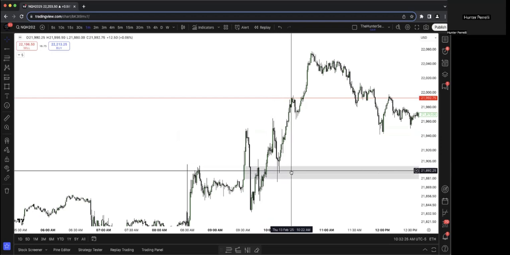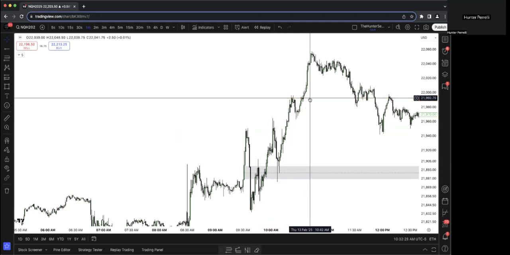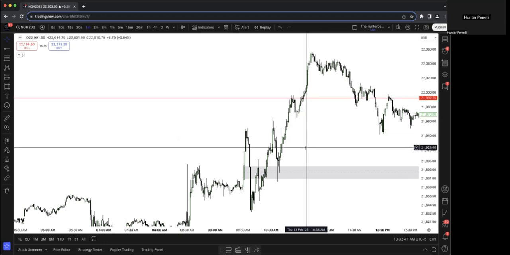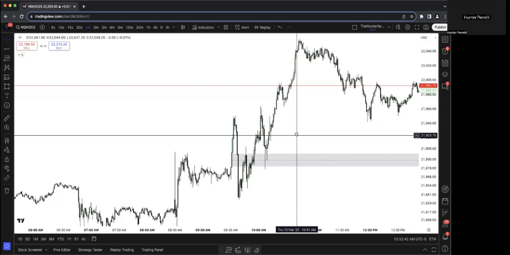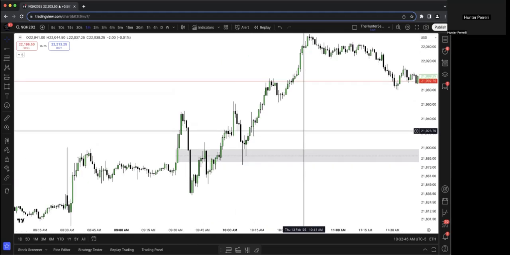You could still be looking for longs up in here. I have a two loss limit on each of these levels, which means I could take two losses and then it'll be over with. It's done. I won't look anymore. And the times you win, it'll greatly exceed those losses.